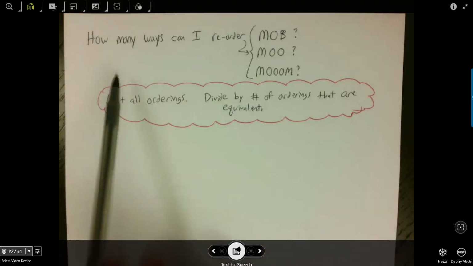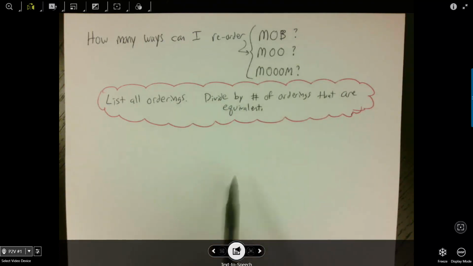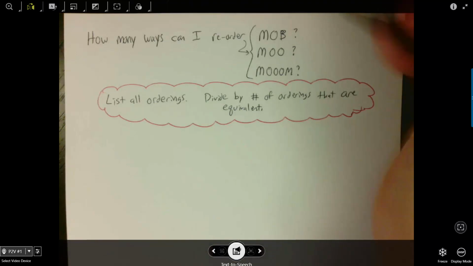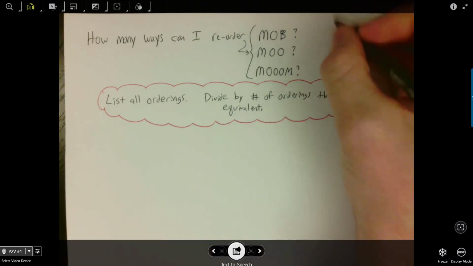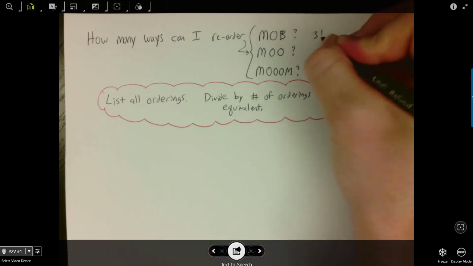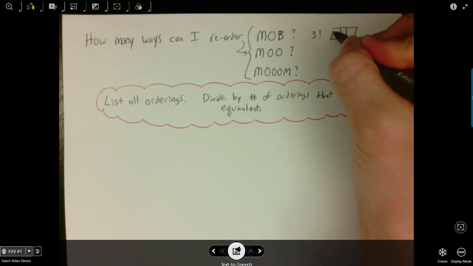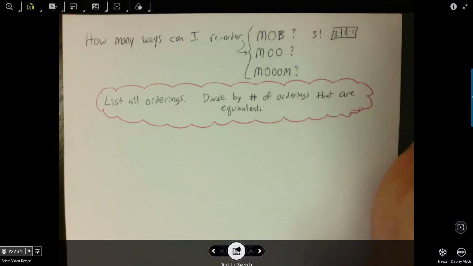So let's say I want to reorder this sequence of letters. I've got mob, and I want to know how many ways to reorder. Well, in this case, it's like a permutation problem, so I know there's 3 factorial ways, because I could choose what's my first letter, what's my second, what's my third, and it's going to give me 3, 2, 1.